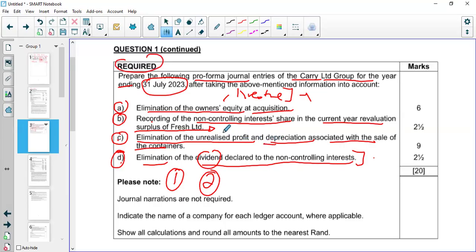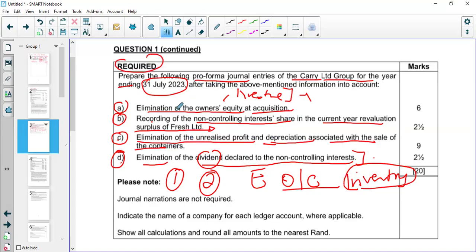You must always expect also a question on the elimination of unrealized profit in opening and closing inventory. So you can't go to the examination without knowing those, because almost always you will get examined on them. And of course, the rest of these things are very basic.